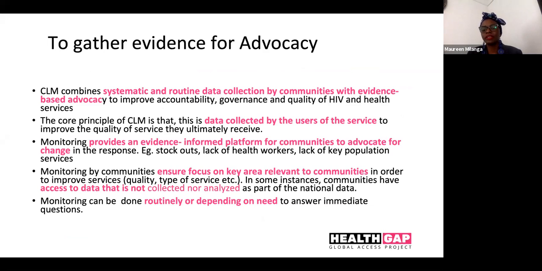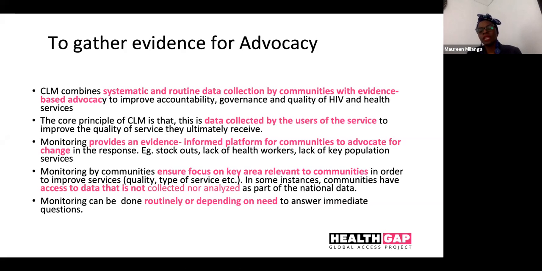HIV service delivery is not done in a silo. The reason we need community-led monitoring is because we are responding to the entire health system. If you go to a facility and there are not enough healthcare workers, that affects not only HIV service delivery, but the entirety of the health system. When you find that there are stockouts of HIV drugs, there are probably stockouts of a lot of other drugs in that facility.